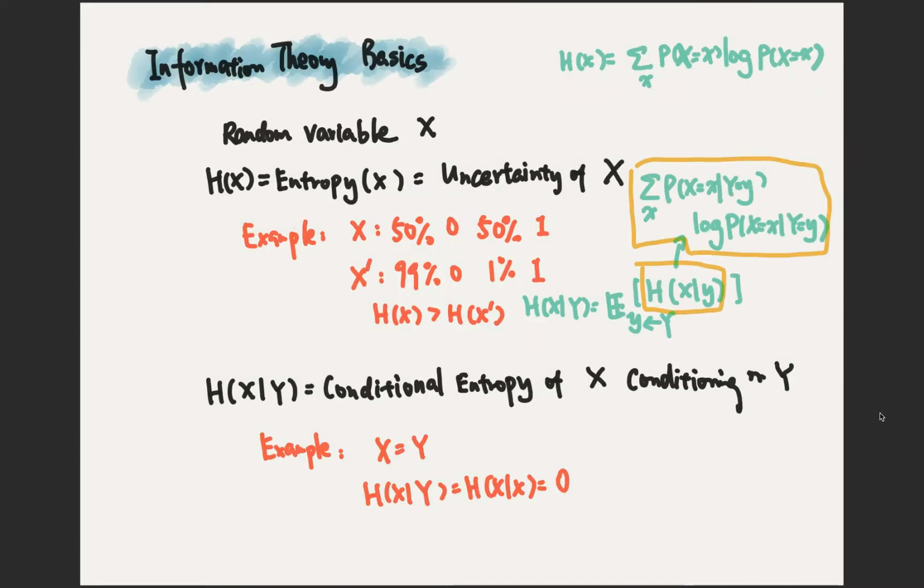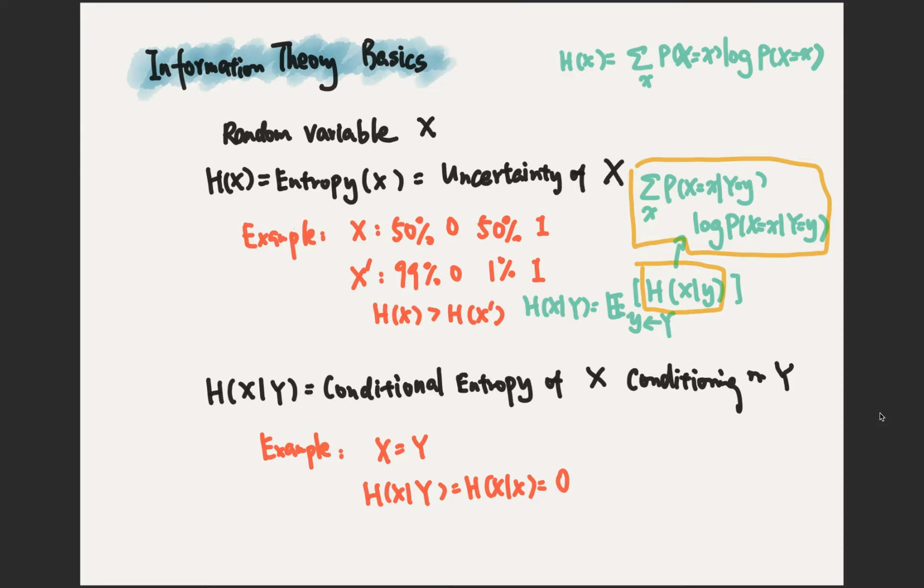So let's start from information theory basics. Here you just need to understand the intuition. The formula is not important. For a random variable x, the entropy of x can be understood as the uncertainty of x. For example, if x is a binary variable and with 50% probability it will be 0, there is a lot of uncertainty here, and x has large entropy.